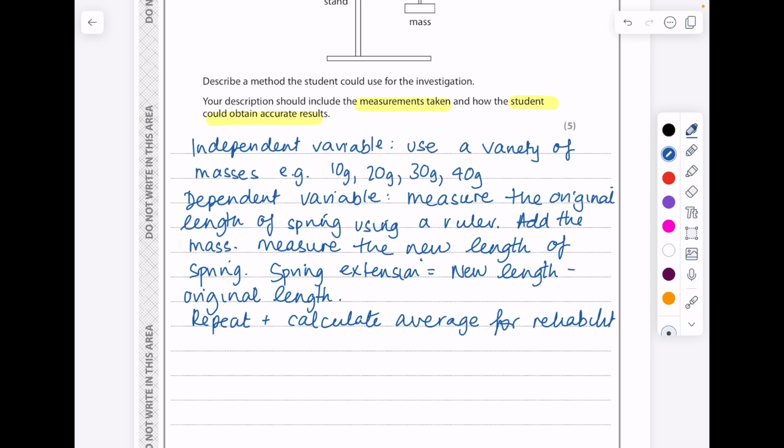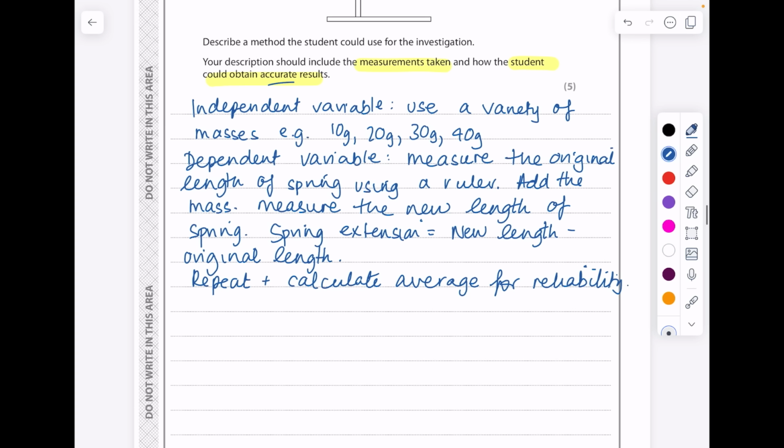And then the other thing I want to point out is this whole thing about getting accurate results is all about how we use the equipment and what equipment we choose to use. So you want to read ruler at eye level to prevent parallax issues. And I've definitely got 5 marks worth of points there.